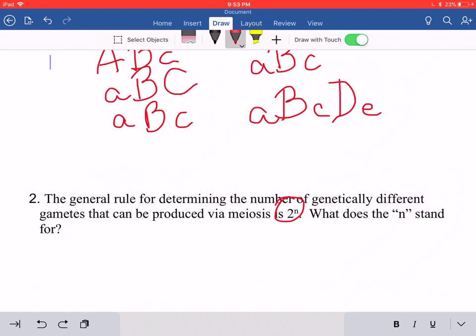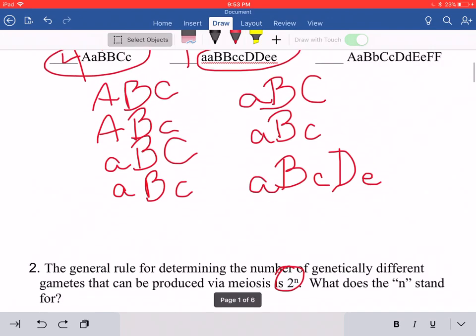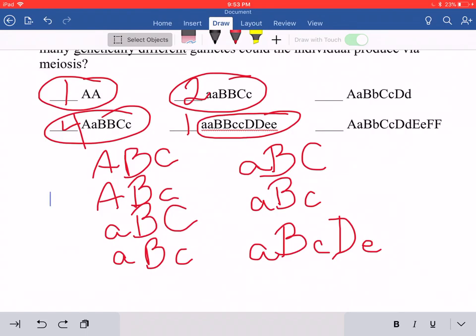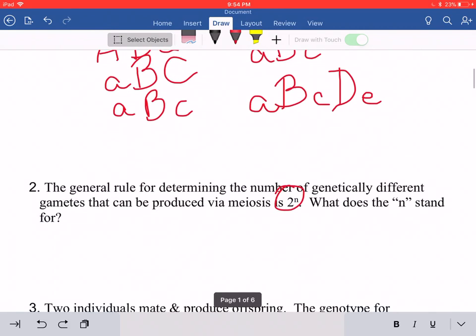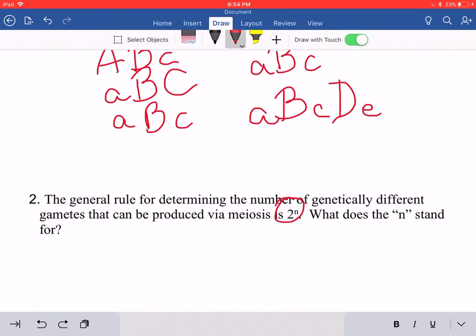What does the n stand for? Now, when you were looking at these individuals here, at the 4 that we worked through, the ones that have the most variations are those that have heterozygote conditions. Those that are homozygous really have reduced numbers of alleles that would create genetically different gametes. So when we take a look at this way of looking at these problems, 2 to the n is going to stand for the number of heterozygote alleles at the same loci.